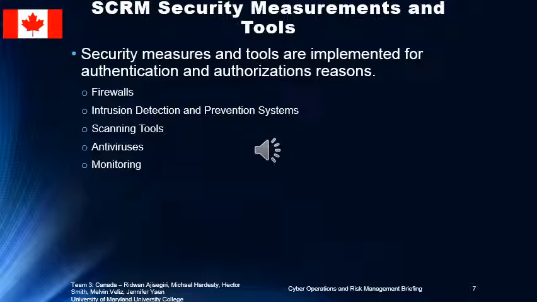Several security measures to implement the supply chain risk management include firewalls, intrusion detection and prevention systems, antiviruses, monitor, and scanning tools. For implementing these tools during the software development lifecycle, the Government of Canada or any organization can protect and secure each phase during the process of the software.